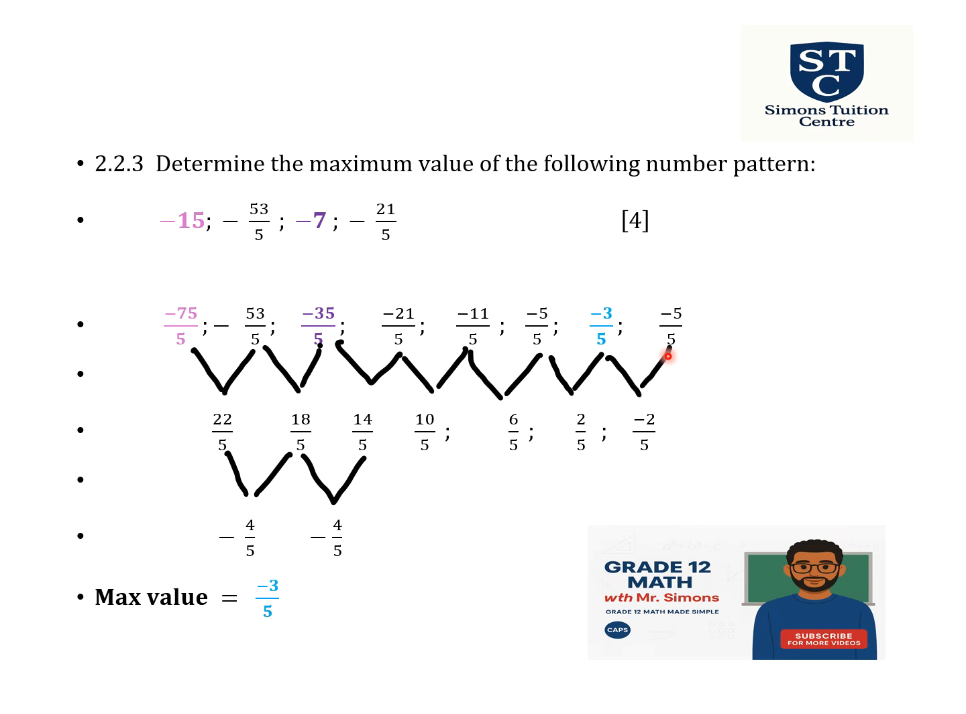Right? So if we look here, the values increased all the way till negative 3 over 5, and thereafter decreased again back to negative 1. So therefore negative 3 over 5 is the biggest value I've reached.